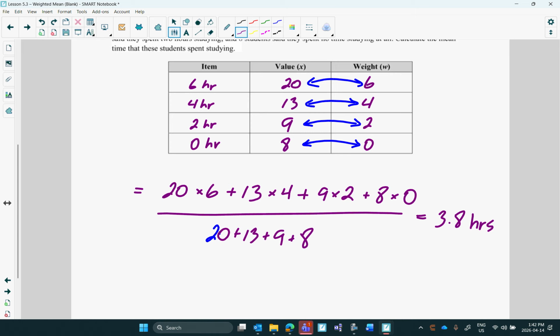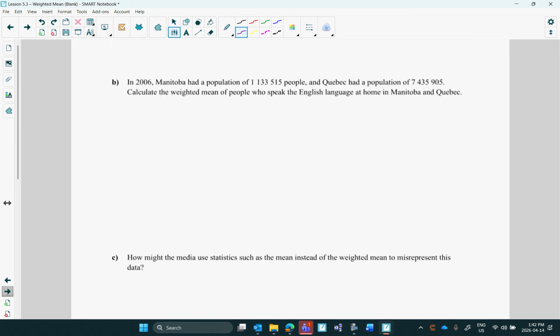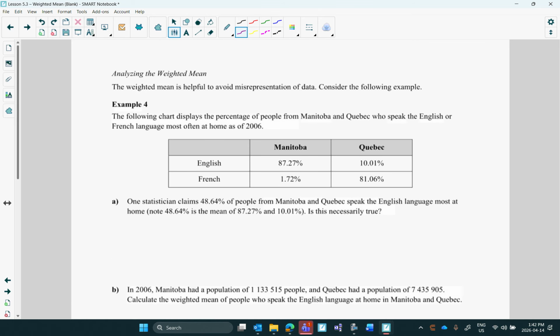Okay, final example. So remember I always said that data can always be used in a bad way to present an argument that you want to present, and it may not be mathematically accurate. Well, weighted mean helps counter that.